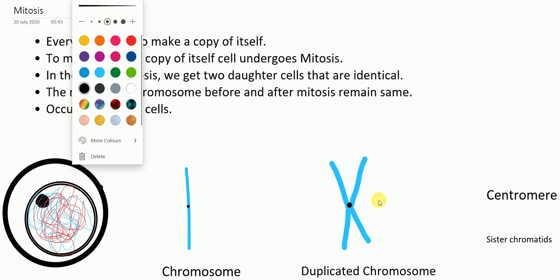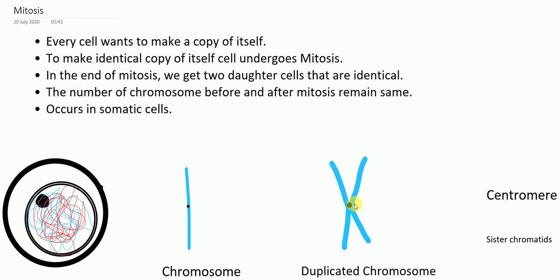The black dot you see over here is the centromere. And what are sister chromatids? These two, this and this, are sister chromatids. So what is a chromosome? This is a chromosome, and this is a duplicated chromosome. Here you can see the black dot represents a centromere, and these are sister chromatids.